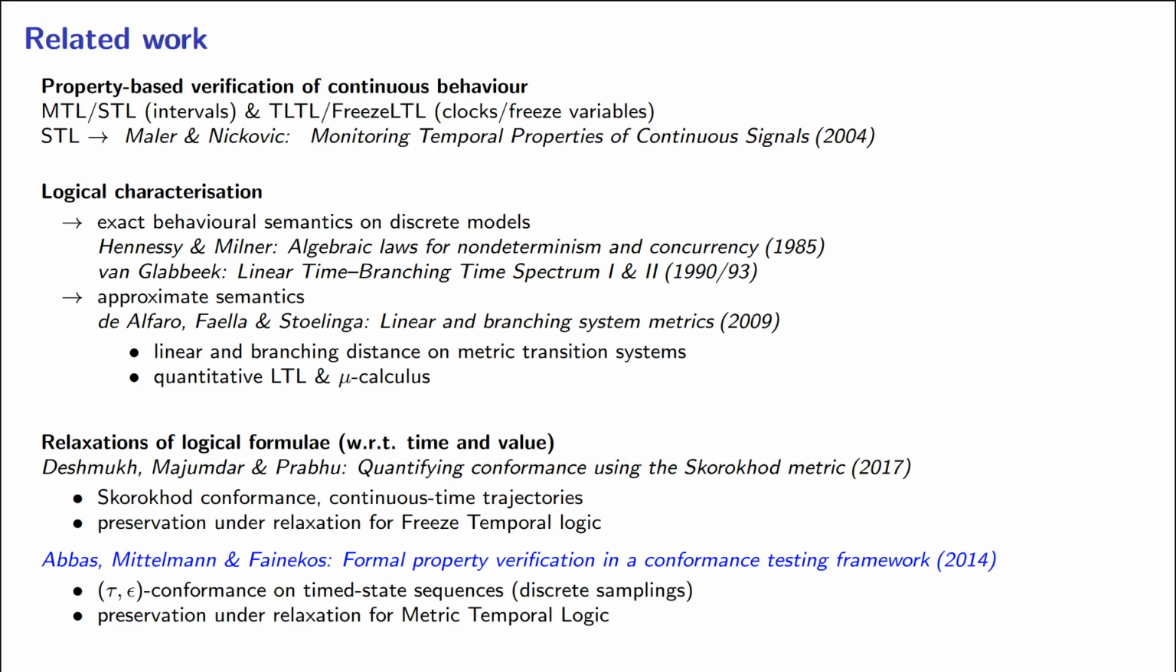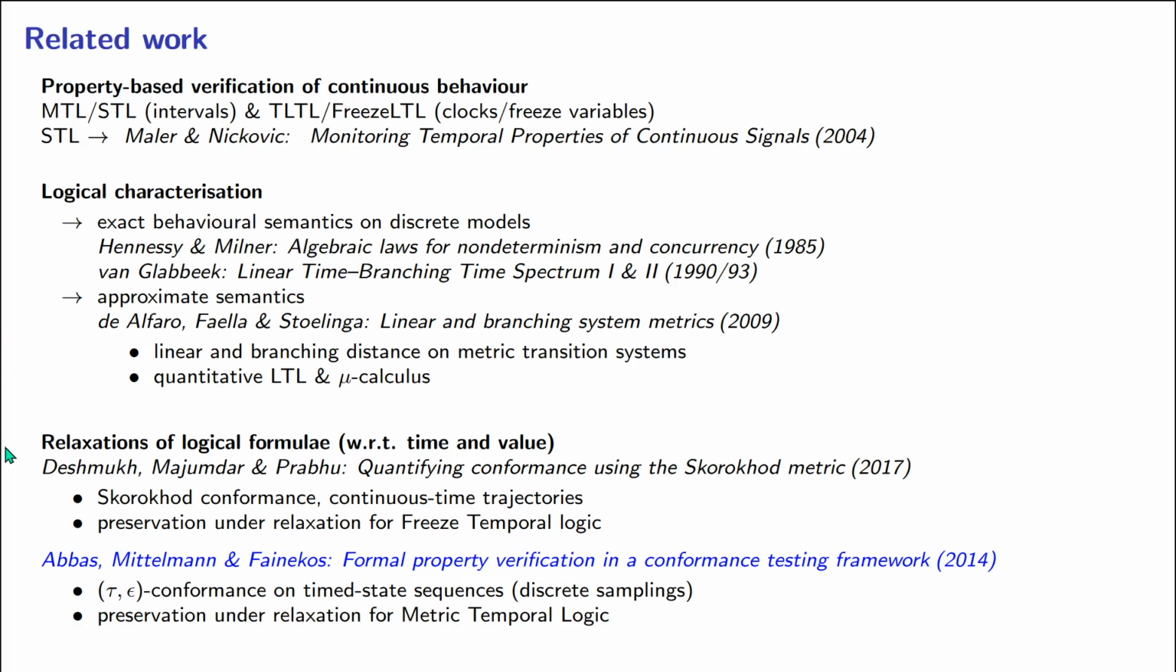As for logical characterizations, they have been extensively studied for exact conformance relations on discrete models, and the seminal works are characterization of bisimulation with Hennessy-Milner logic. Also, Rob van Glabbeek gave logical characterization of many other relations in his spectrum of semantics. For approximate conformance relations, I believe the first logical characterization was given by de Alfaro, Faella, and Stoelinga for metric transition systems and quantitative temporal logics. Compared to our work, they considered approximation only in terms of value, but not time.